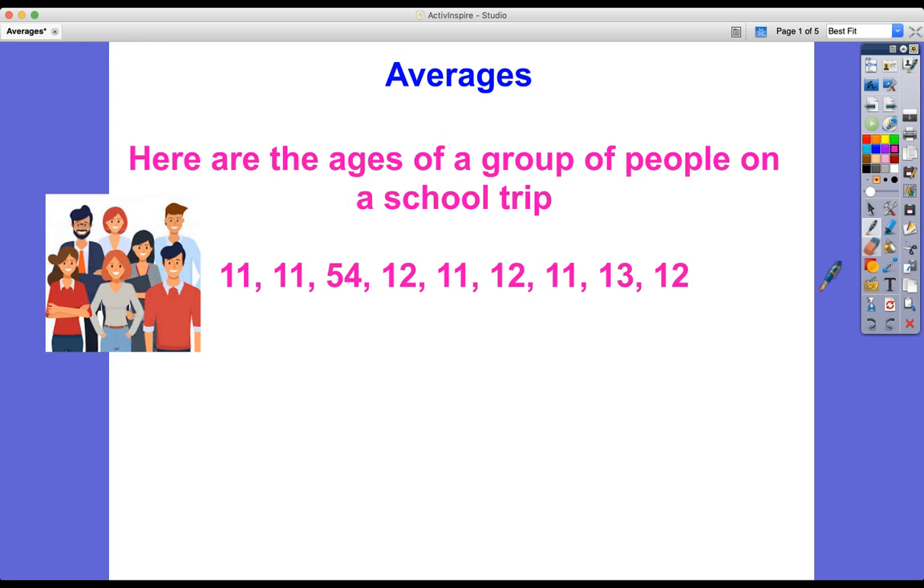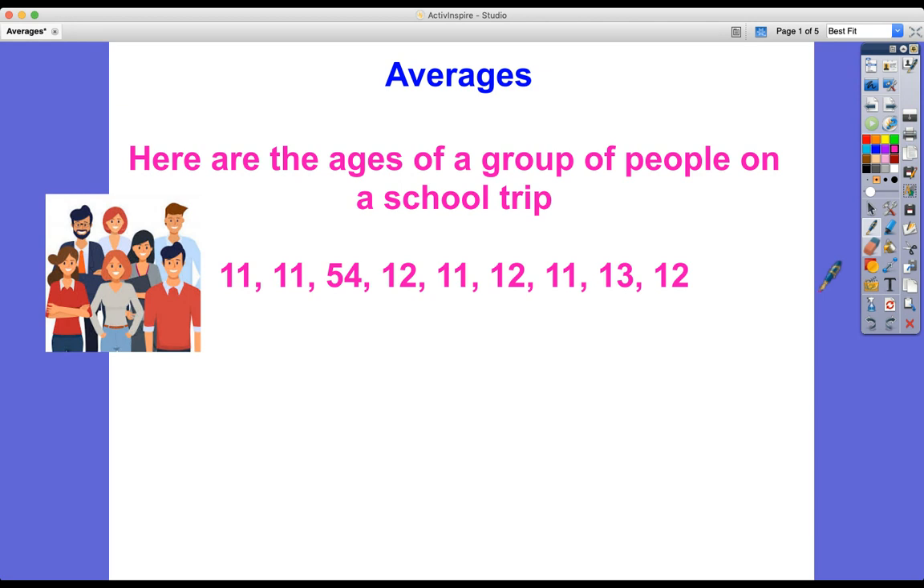Hello and welcome to a short crash course on averages. Now, there are different averages that we are able to use. They're all deemed to be averages, but they all sort of work in different ways, which we're going to explore today. So here are the ages of a group of people on a school trip.